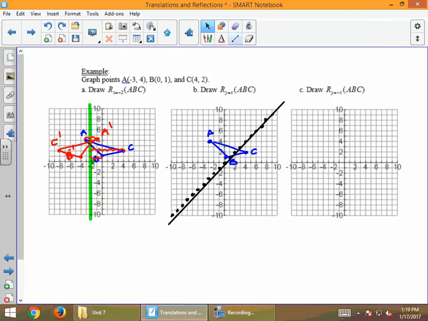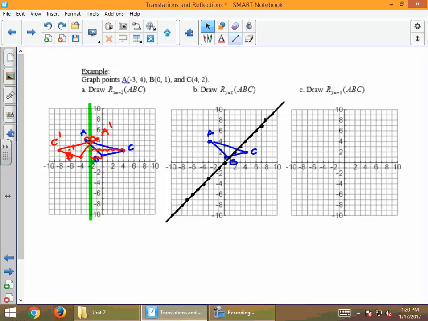Nothing's been added or subtracted, so we just start right in the middle. And we want to reflect it over that line. I know it's a little different, but all you're doing is counting. You're just counting in a slightly different way. So we're going to start with A.